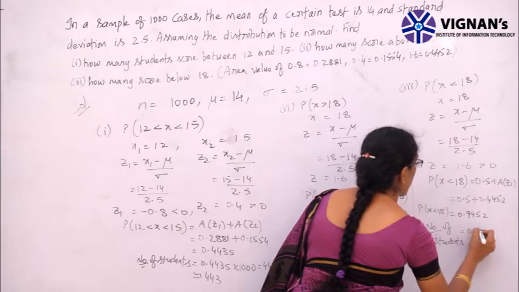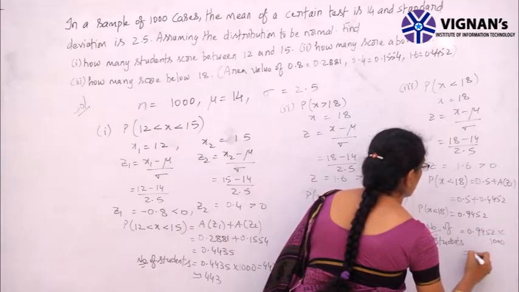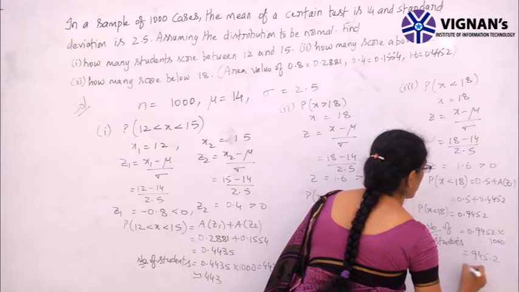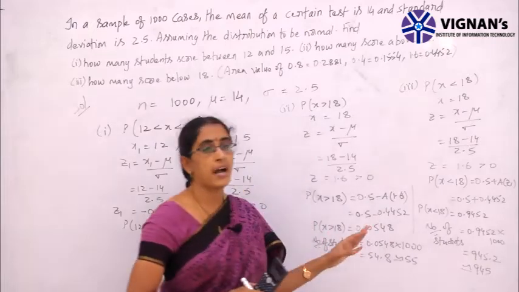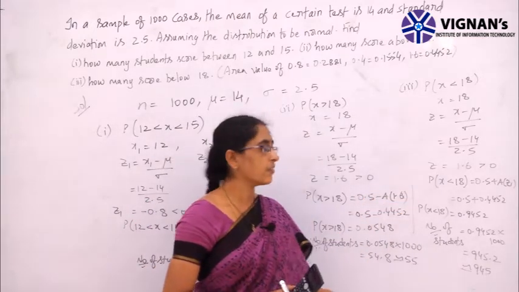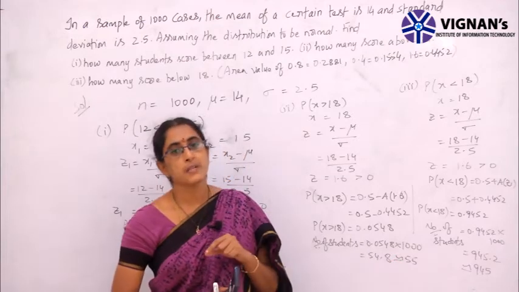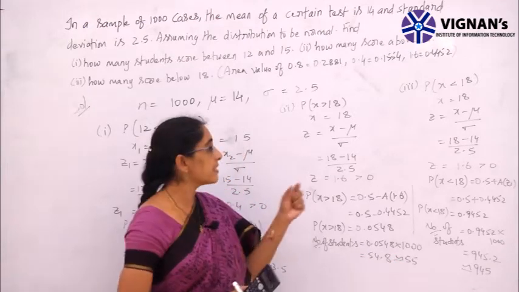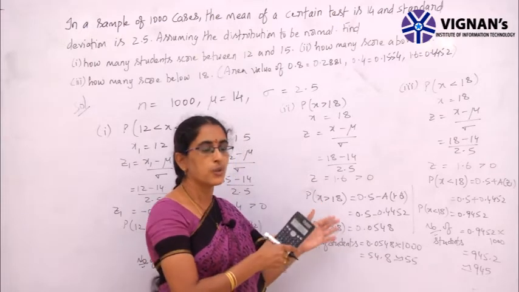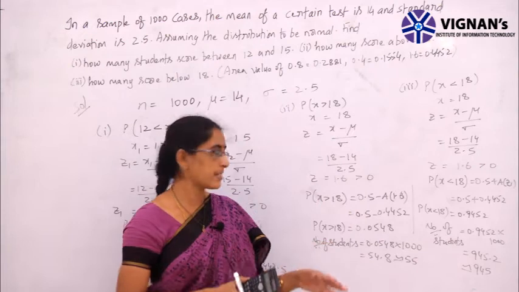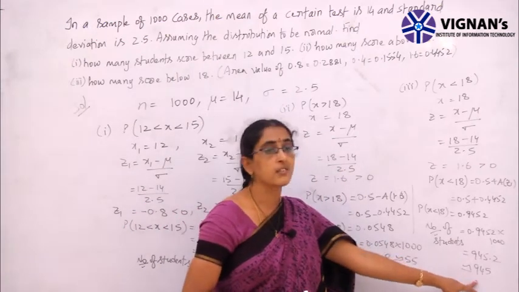So it is 0.9452 into 1000, which is equal to 945.2. So approximately 945 students get marks less than 18. Here again we have used the probability of sample space equal to 1. That means getting 18 marks, if you consider it as an experiment, has two events: less than 18 and above 18. So greater than 18 is 55 and less than 18 is 945.